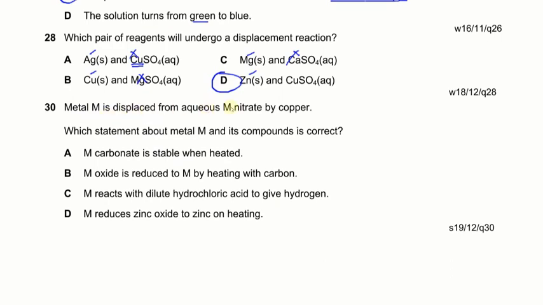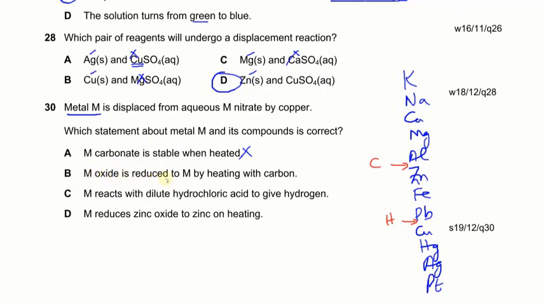Metal M is displaced from aqueous metal nitrate by copper. Okay, metal M is displaced by copper. That means the metal M has to be lower in the reactivity series than copper. Okay, so which statement about metal M and its compound is correct? M carbonate is stable when heated. Okay, so M is displaced, so M is very low in the reactivity series, and as you go down, the metal carbonates become thermally unstable. So it's stable to heat? That is wrong.